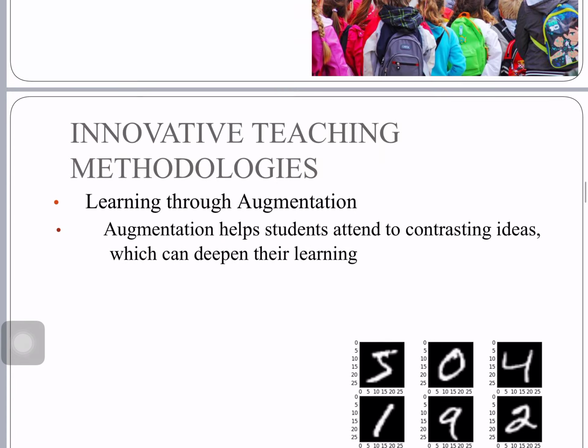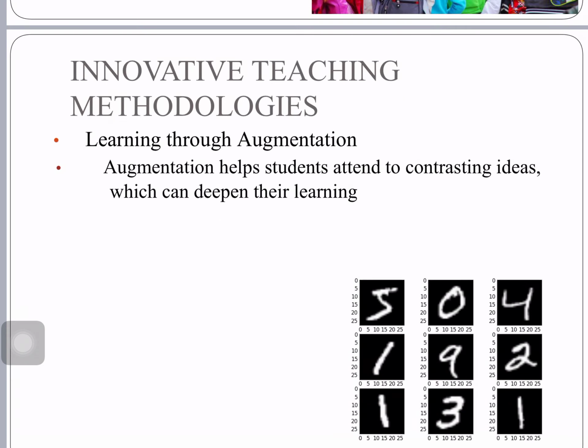The second type of methodology is learning through augmentation. Augmented learning is an on-demand learning technique where the environment adapts to the learner and vice versa. By providing on-time remediation, learners can gain greater understanding of the topic. This also stimulates discovery and learning.